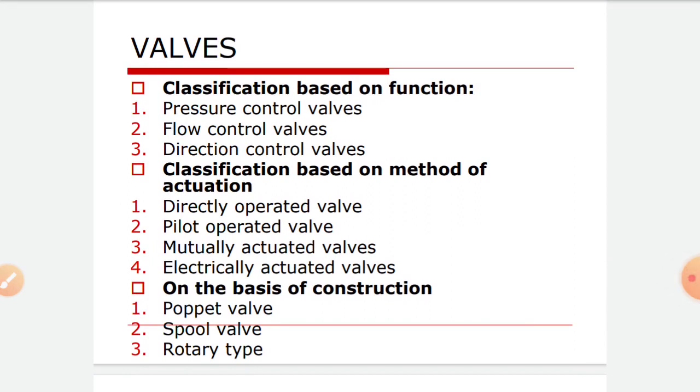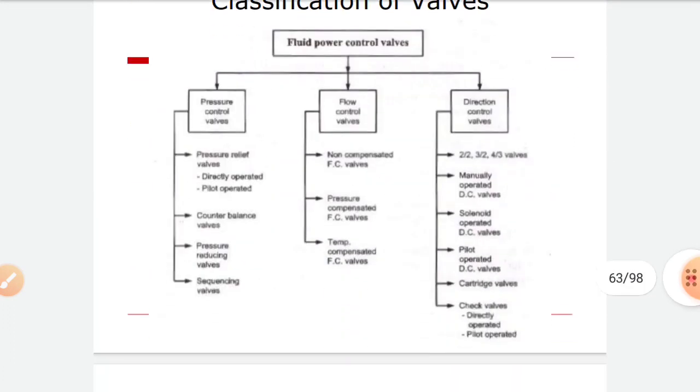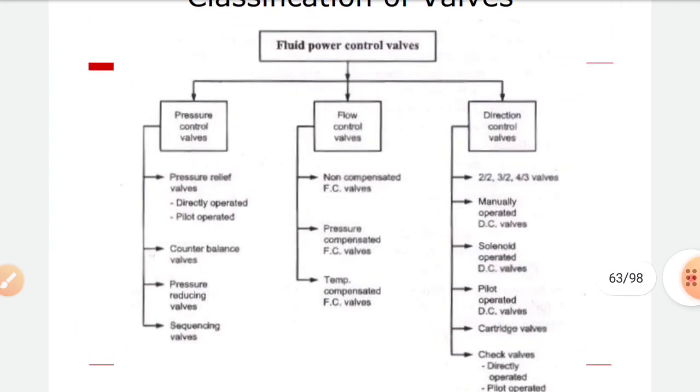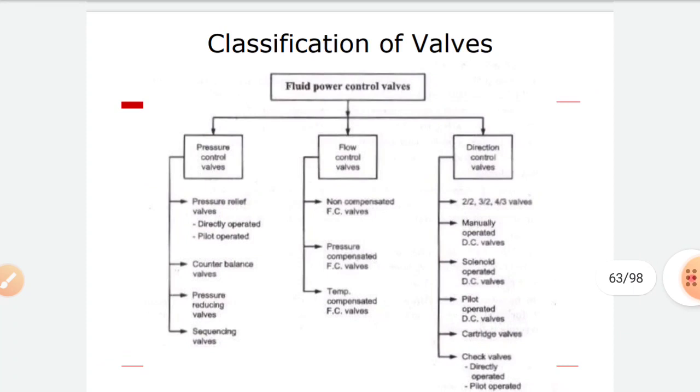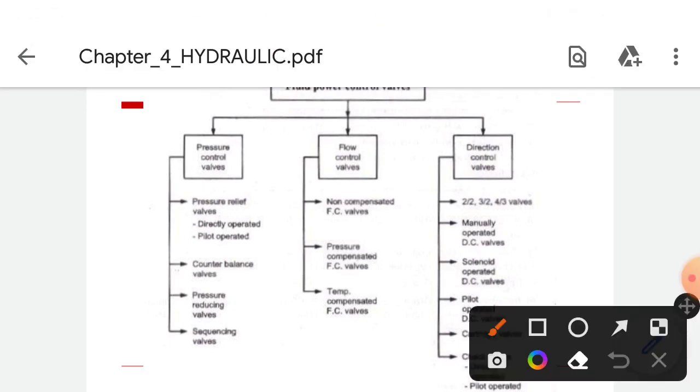Okay, classification on the basis of its function, classification on the basis of method of actuation, and on the basis of construction. So next one is a classification of valves. This chart shows classification of valves. So fluid power control valves: pressure control valve, flow control valve, and directional control valve.